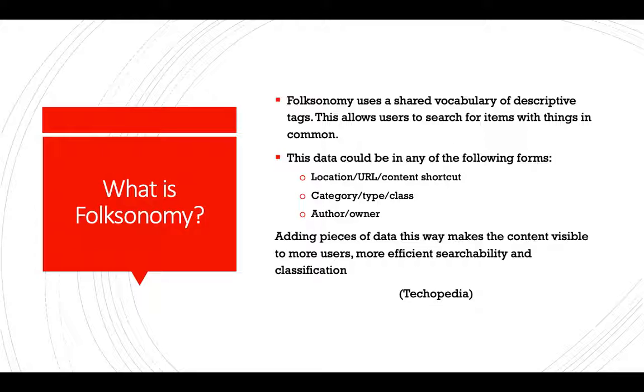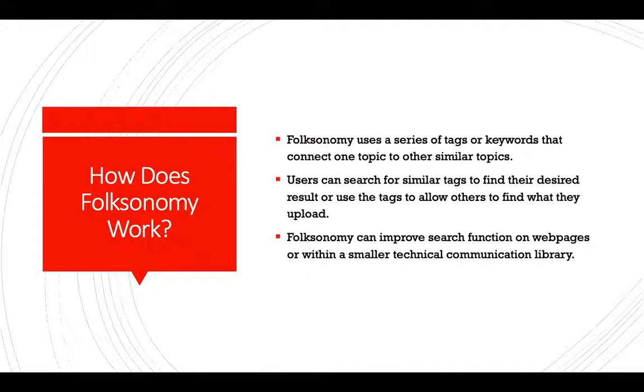So as I just mentioned, everything with one similar hashtag will be grouped together with items that also have that hashtag. This could be in any of the following forms: content, location, URL, content shortcuts, categories, types or class, author, owner, anything that could possibly be an identifiable piece of information. Adding these pieces of data makes the content more viewable to users, and it also creates a more efficient, searchable classification and document type.